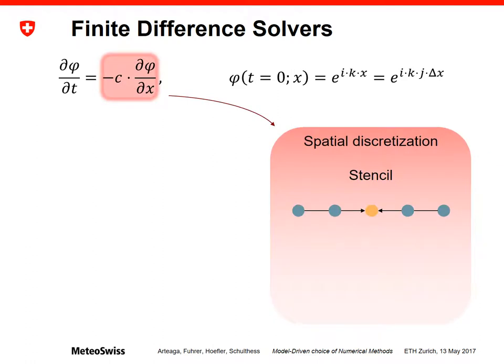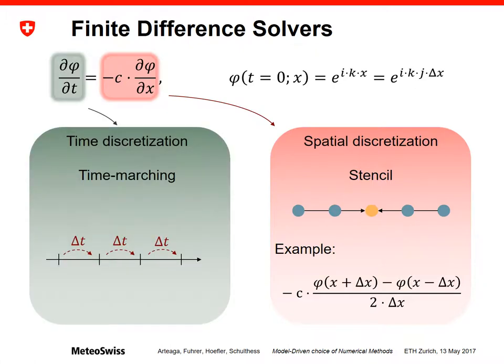Space discretization is given by stencils. The right-hand side, which corresponds to a numerical derivative, is either computed with a fourth-order stencil like this one, for instance, or a second-order stencil like this one. The left-hand side is discretized by using a time marching scheme such as Runge-Kutta.